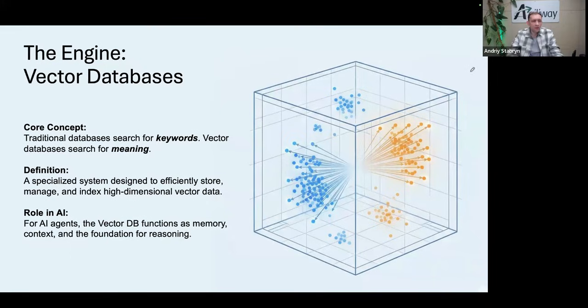Now let's talk about vector databases and what the difference is from normal databases. Traditional databases search for keywords. If you type, let's say, car, but the text says auto, you might miss it. But vector databases search for meaning. For an AI agent, this database acts like a memory.